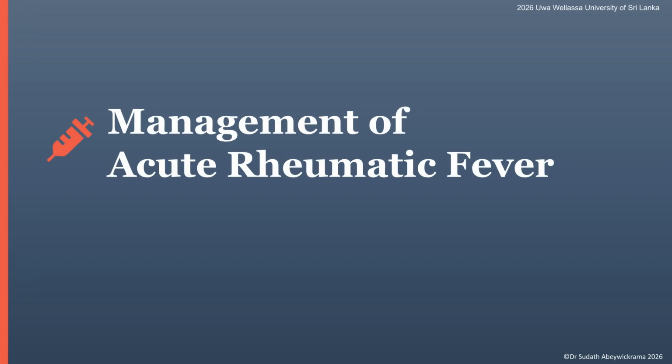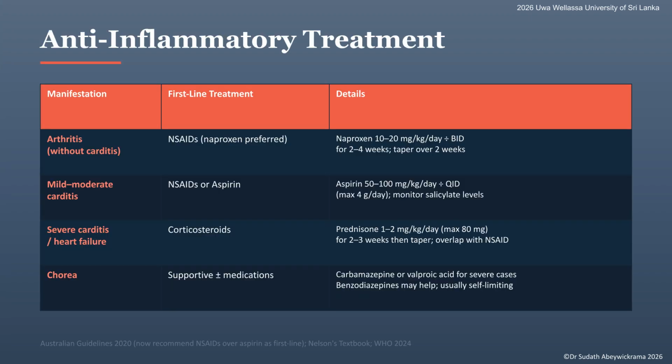Next, we will discuss the management of acute rheumatic fever, covering anti-inflammatory therapy, GAS eradication, and supportive care. Anti-inflammatory treatment is directed by the presence and severity of carditis and arthritis. NSAIDs or aspirin are used for arthritis without carditis. Prednisolone is indicated for moderate to severe carditis to suppress inflammation and reduce the risk of RHD progression.